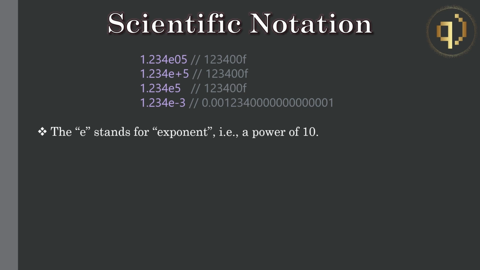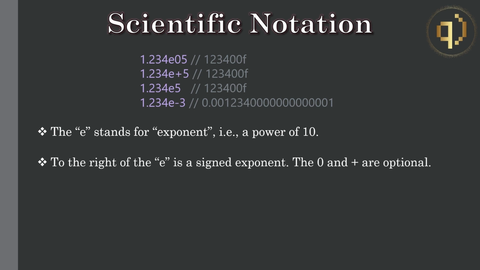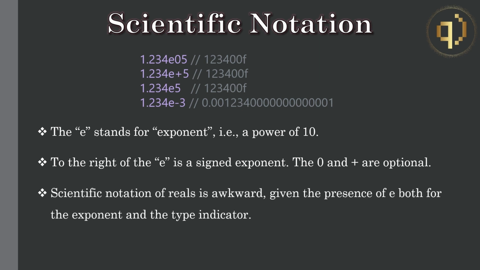The E stands for exponent, i.e. a power of 10. To the right of the E is a signed exponent. Note that the 0 and plus are optional. Scientific notation of reals is awkward, given the presence of E both for the exponent and the type indicator. For example, 1.234e3e is the real value 1.234e3.